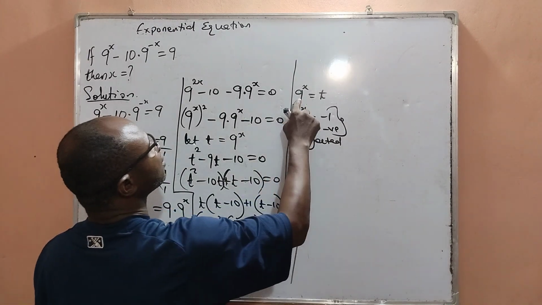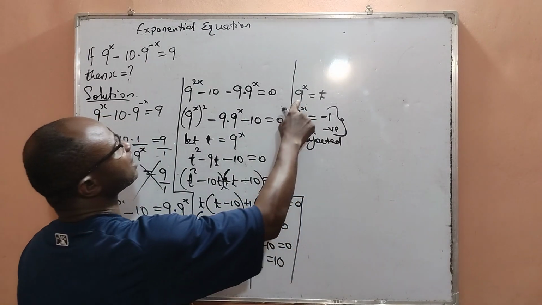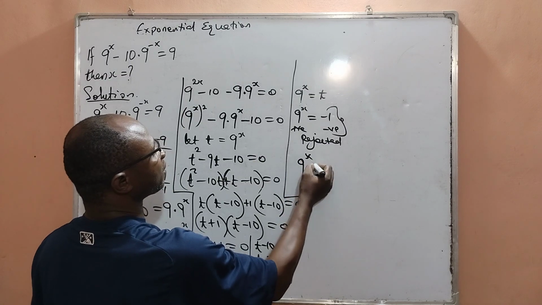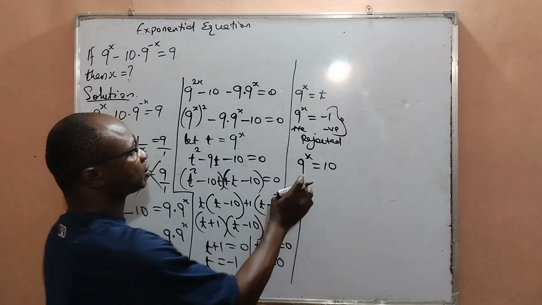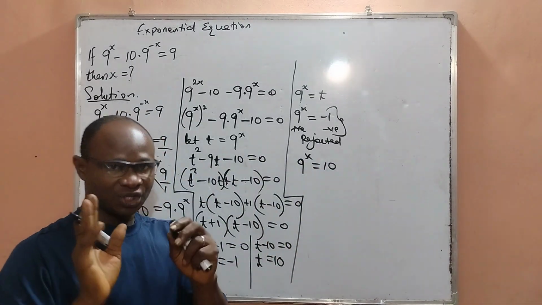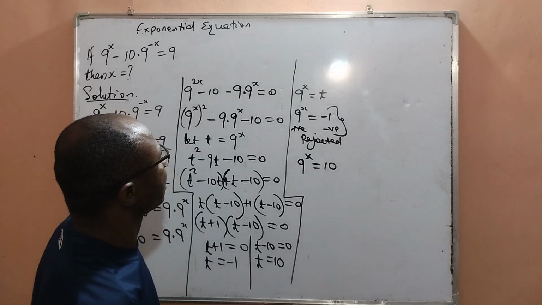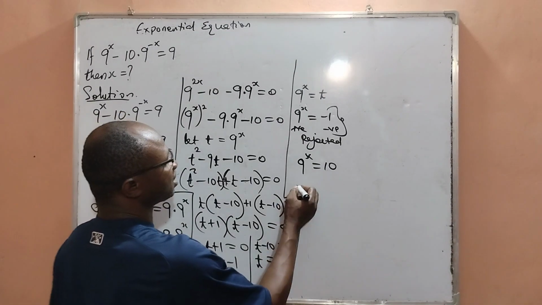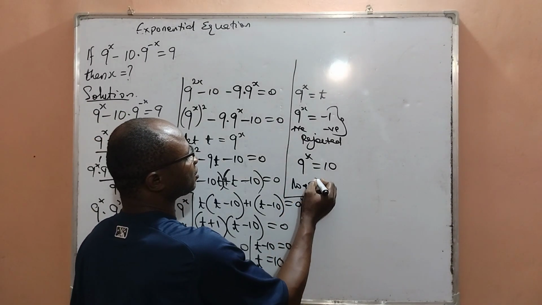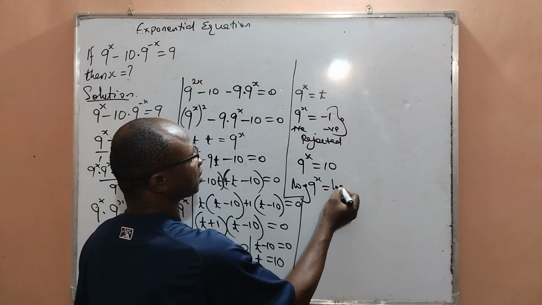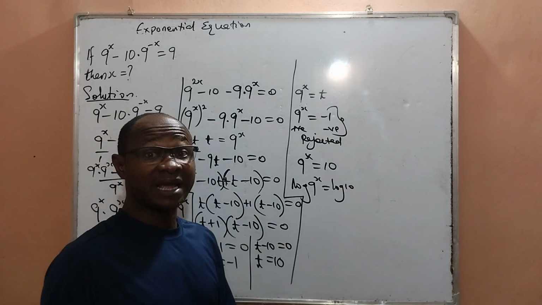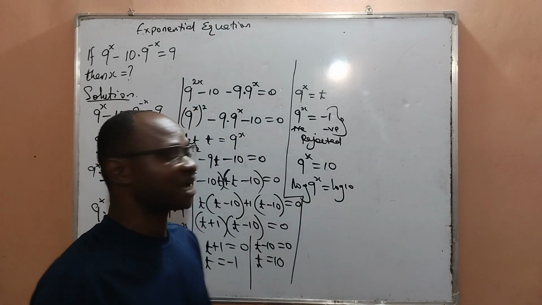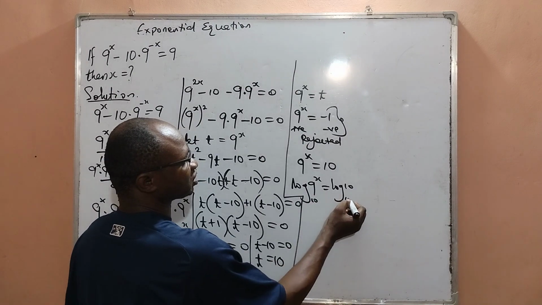Still moving on. When t is equal to 10, I will now have 9 to the power of x equal to 10. Both sides are positive. This will work beautifully. So what will I do? Let me take logarithm to both sides, which is the log of 9 to the power of x equal to the log of 10. If you don't mind, they are in the natural base, which is base 10. So this is base 10, this is base 10.